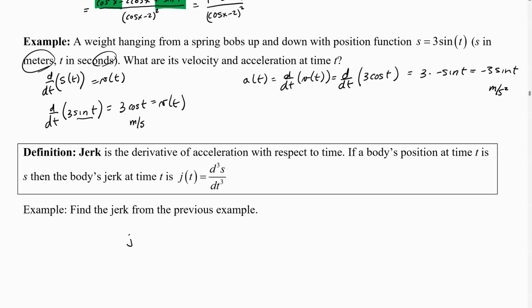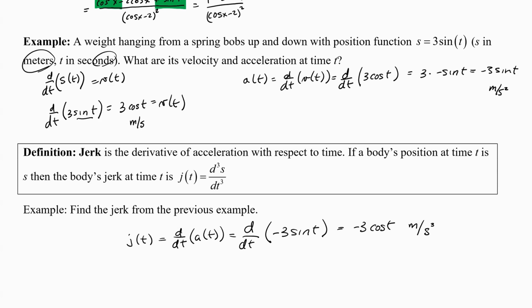So if you want to find the jerk, you take the derivative with respect to time of acceleration, the derivative with respect to time of -3 sine t, and that is going to be -3 cosine t, and the units there, meters per second cubed. And that's measuring, again, how quickly acceleration is changing.